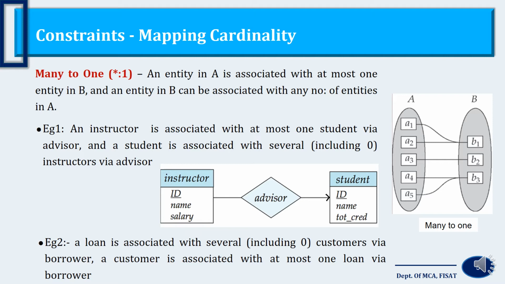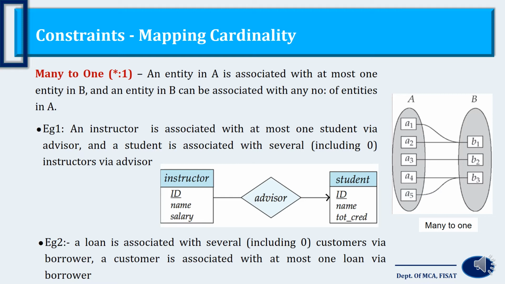An entity in A is associated with at most one entity in B. A1 is associated with B1, and A2 is associated with B1. A1 cannot be associated with more than one entity in B. But an entity in B can be associated with any number of entities in A. B1 can be associated with A2 and A1. So this is the many-to-one mapping relationship.